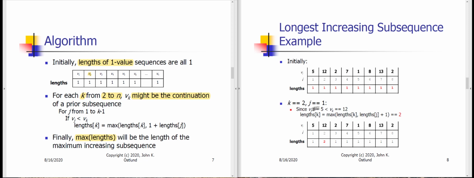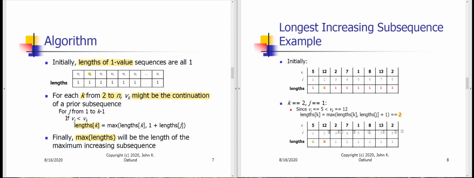All right, so k is 2, j is 1, and we ask whether v sub j, which is v sub 1, which is 5, how does that relate to v sub 2, that is v sub k? Well, 5 is less than 12. Consequently, when we execute this assignment statement here, we're changing lengths sub 2 to be the maximum either of its original value, which was 1, or 1 plus length sub j. So in other words, that's the maximum of 1 or 1 plus 1. And of course, that's 2. So we modify that value, length sub 2, to be 2.